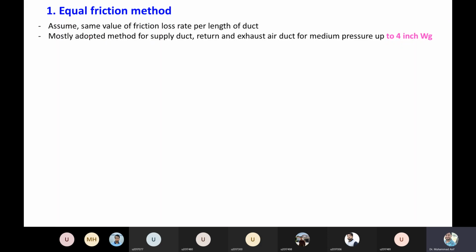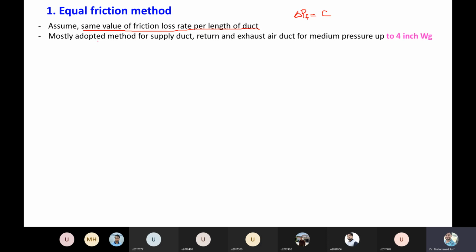The assumption is that it says to use the same value of the friction loss per unit length of the duct. Whatever the length of the duct, you have to use a constant value of the friction loss, meaning the value of delta P, the pressure loss because of friction. You have to use the constant value throughout the length. This is the assumption of this method.